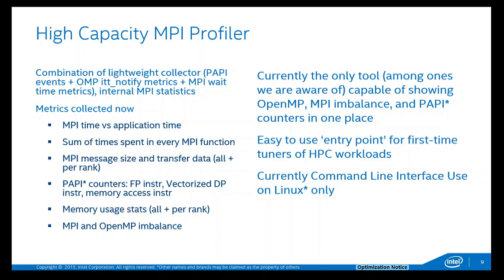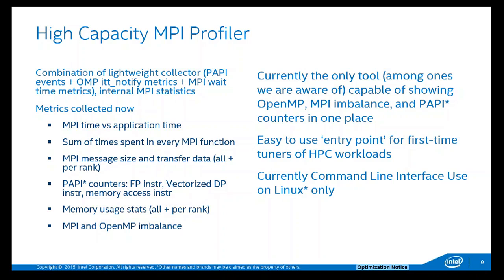And then finally, the MPI and OpenMP balance. We already have internal hooks into our MPI library and our OpenMP runtimes, so we know exactly when, let's say, an MPI region or an OpenMP region starts. Based on that data, we know how that compares to the total wall time of the application.